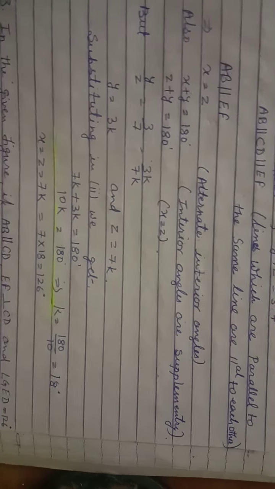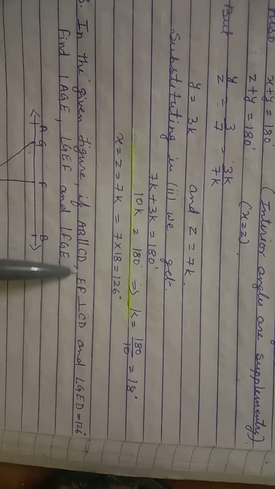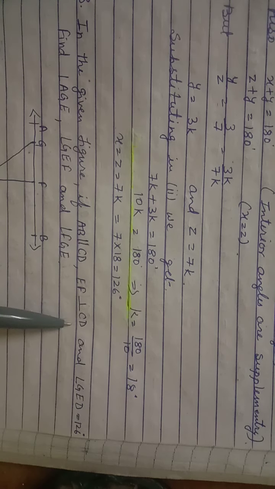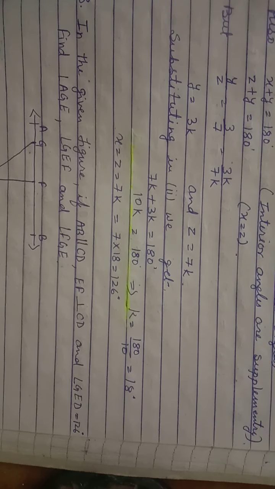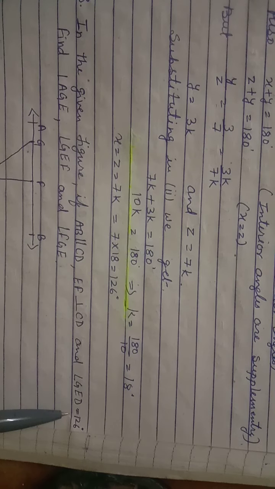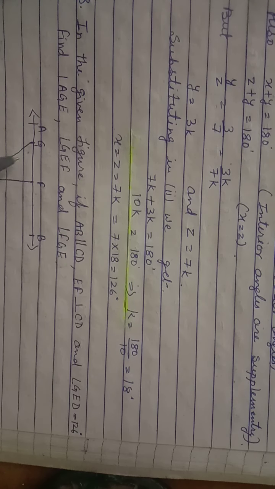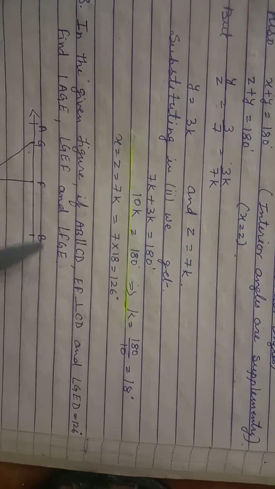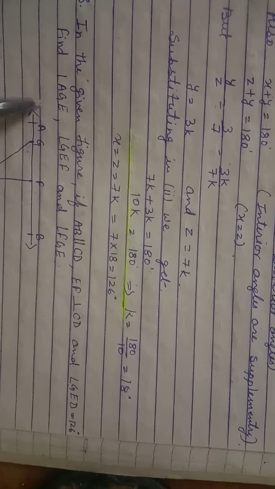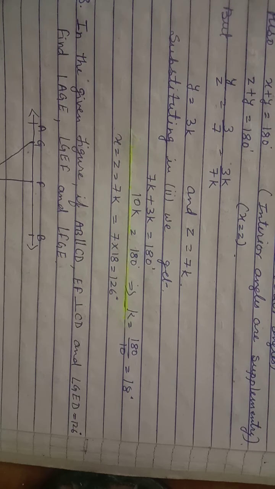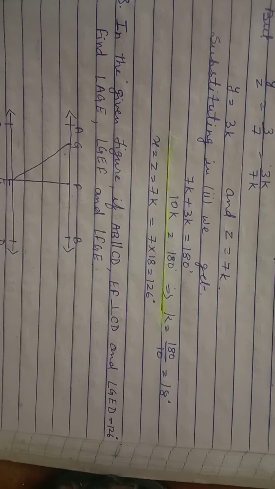Now question number 3. Your question number 3 is, in the given figure, if AB is parallel to CD and EF is perpendicular to CD and angle GED, this angle, is equal to 126 degrees, find angle AGE, this angle GEF, and this angle FGE. Okay, all these three angles we have to find. So we will find it one by one. Okay, so the question is clear, I think.